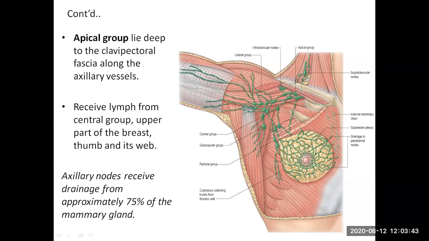Here the axillary nodes receive drainage from approximately 75% of the mammary gland. 75% of the mammary gland drains its lymphatics into the axillary group of lymph nodes.